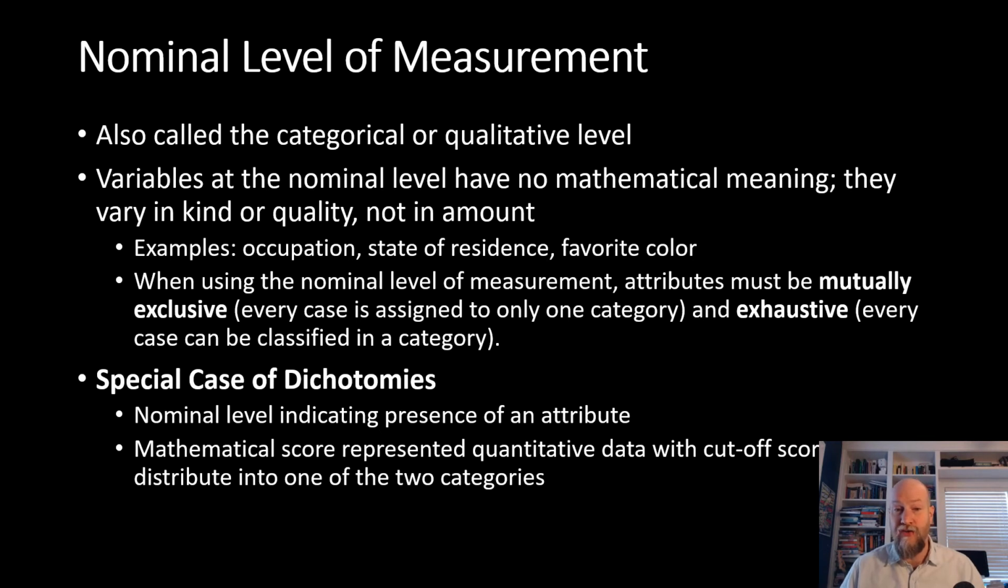So whatever it is you're measuring, you have to have an option. You have to be able to be classified into one category or another. So that's what really characterizes a nominal level of measurement. And of course, what you often see is that there are dichotomies that are measured this way.